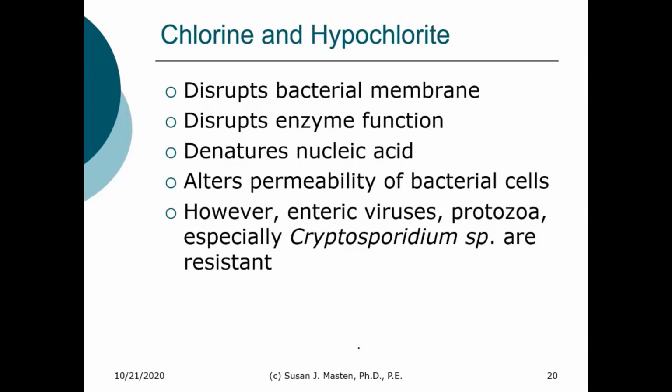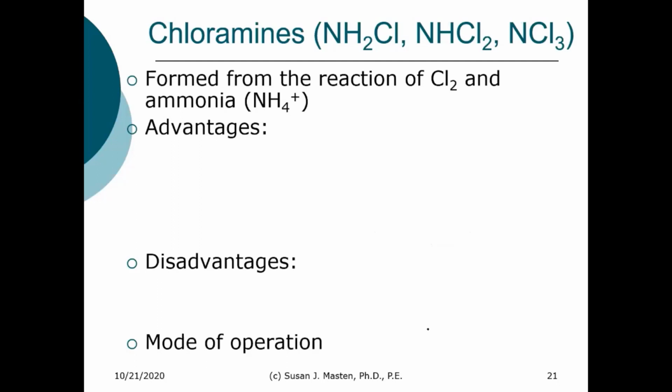They also denature the nucleic acid, and by altering the permeability of the cell, which occurs because they've disrupted the bacterial membrane, that results in killing the organism. However, protozoa and many viruses are resistant to chlorine. So if we look at the CT tables, you'll see that the CT value for crypto is quite large for the chlorine and hypochlorite.